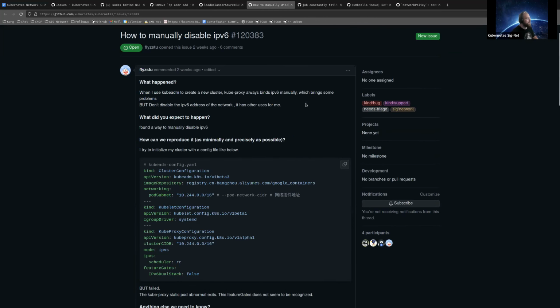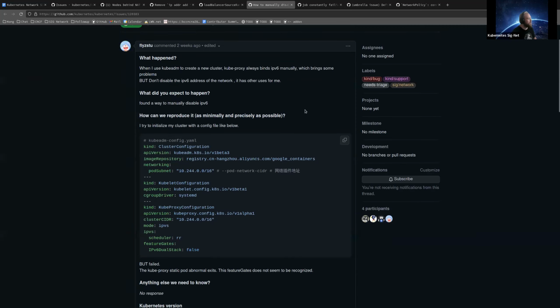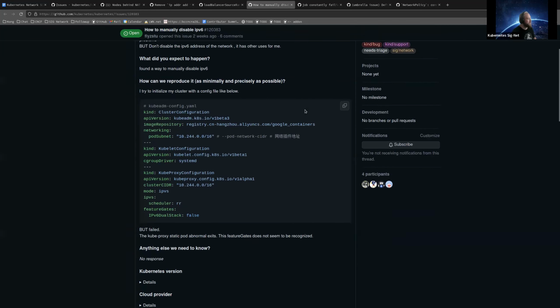How to manually disable IPv6 when I use... why would anyone ever want to do that? Well, no, just kidding. IPv6 is what I do day in and day out. Yeah, I know. If you do this, Per will find you and be unkind to you in violation of Kubernetes rules. You're moving backwards, not forwards. What are you doing? Wants a way to disable IPv6.